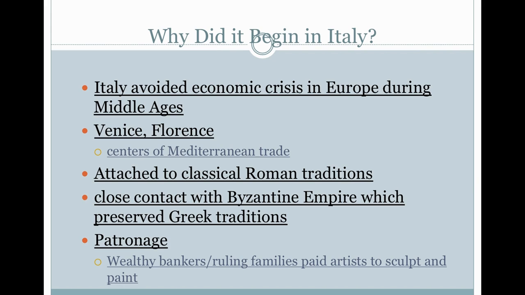Also, wealth and patronage are a very important concept. Italy was the home of a lot of wealth, ruling families, and wealthy bankers, and they're going to pay artists like Da Vinci to paint. And they're going to help encourage art and learning. So you need a little money to paint, and Da Vinci got that from a lot of these wealthy bankers.